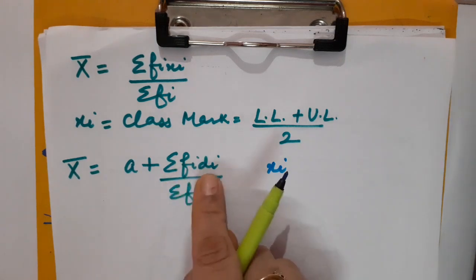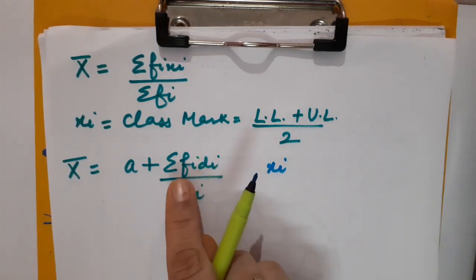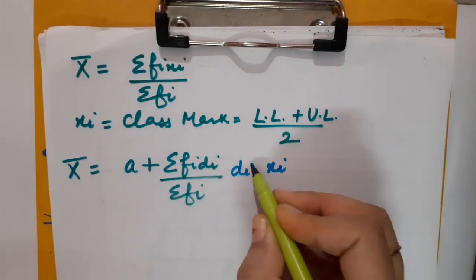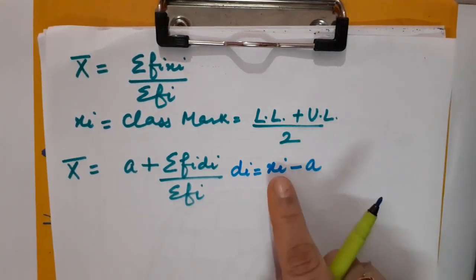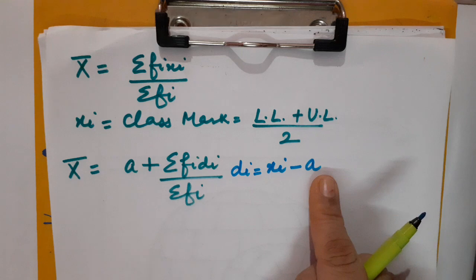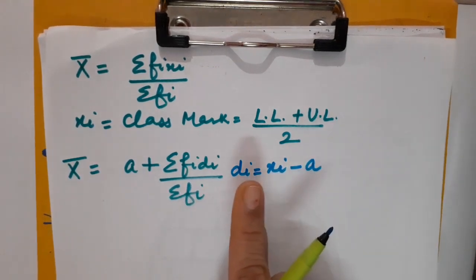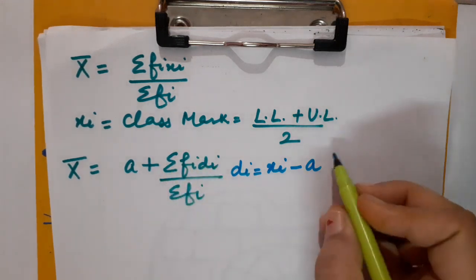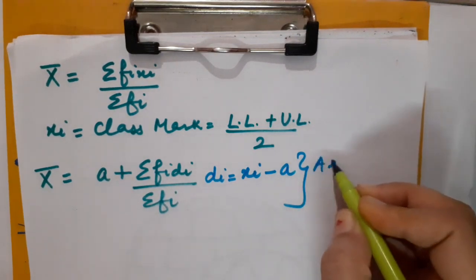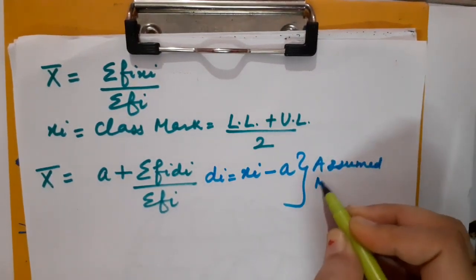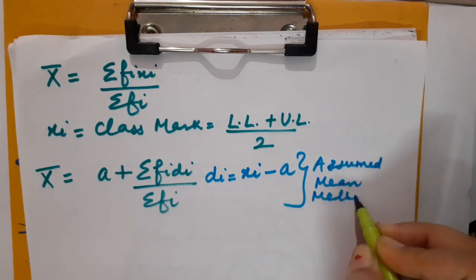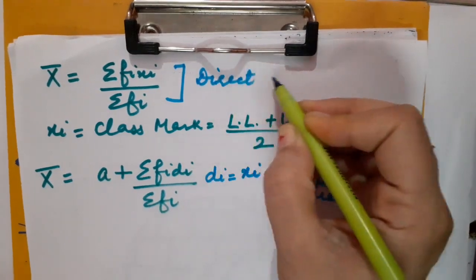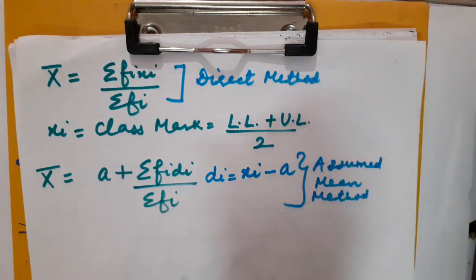Now children, here you can see that in the formula there is sigma fi di. Means I want the product of the complete frequency with di. So what is di? Di is equal to xi minus a. Means class mark minus assumed mean. Correct? So xi minus a is di. Then the product of di will be done with fi and ultimately we will be taking the summation. So this is which method, children? This is assumed mean method. And this one was direct method of calculating mean, that is average.